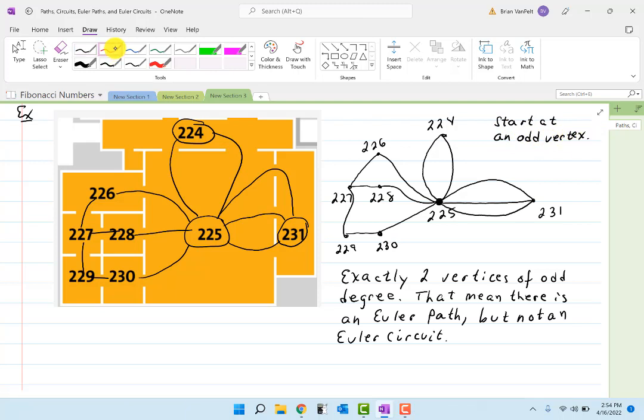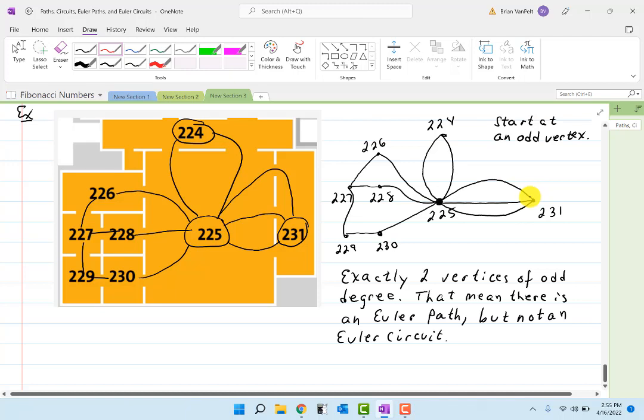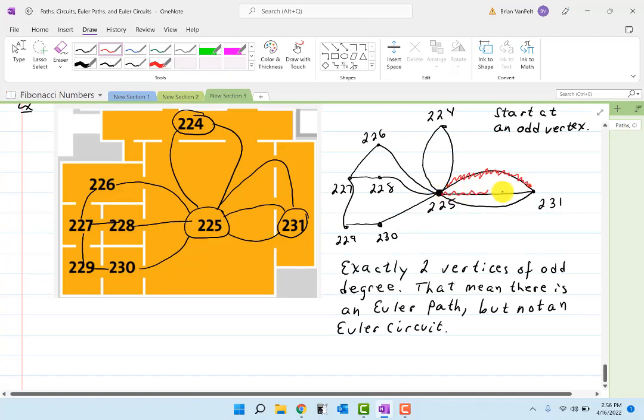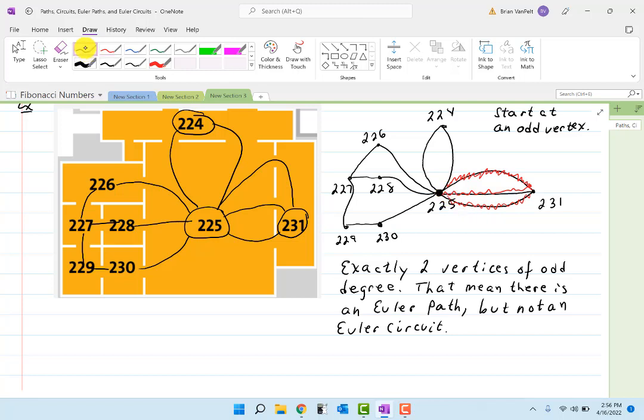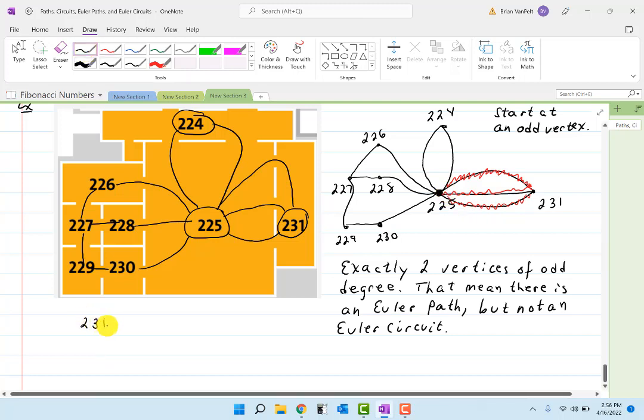So remember how this is going to work. If I start at an odd vertex, it is going to end at the other one. So I'm going to start at 231, come back to 231, and go back out to 225. So let me write down what I have so far. I started at 231, then I went out to 225, then I came back to 231, went out to 225, and then I went to 231 a third time, and then I finally got back to 225.